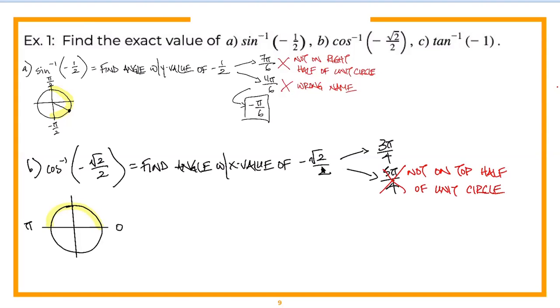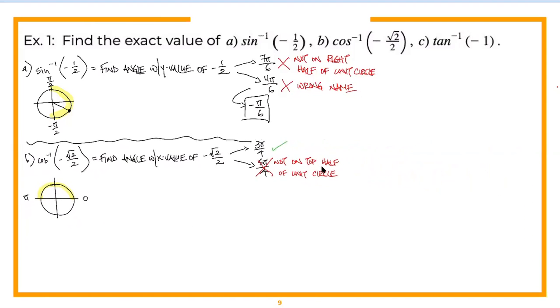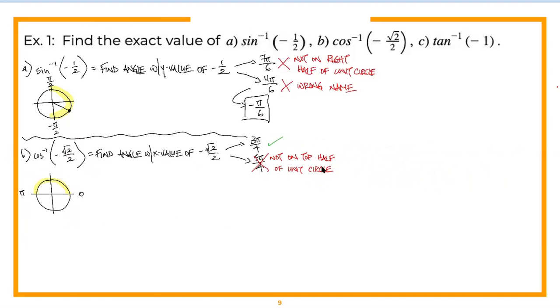Okay. What about 3 pi over 4? Is that cool, or do I need to rename it because it has the wrong name? I think that's fine. Yeah, it is fine, right? Because 3 pi over 4 is between 0 and pi. Okay. So in the case of part B, the answer is 3 pi over 4. And we do not need to worry about renaming it. Okay. So sometimes we need to rename it and sometimes we don't. It's important to know when you do and when you don't.